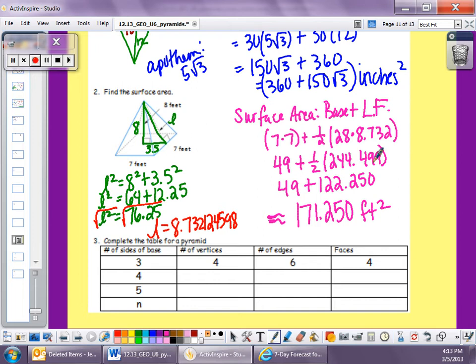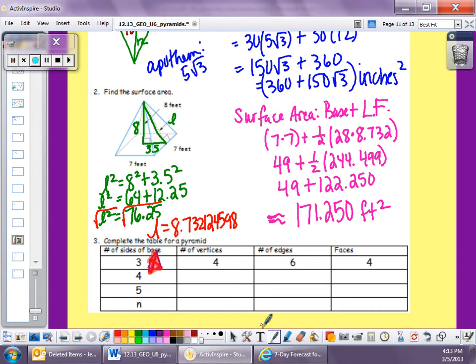Number of sides of the base, number 3. So if I have a base of 3, that means I have a triangle. So in my pyramid, I would have the 3 vertices for your triangle plus the 1 vertex on top. That makes 4. For your edges, you have 1, 2, 3 edges, and then an edge for each lateral face. So that gives me 6. And then 4 faces because you have 1 base and then 3 lateral faces for each side of the base.